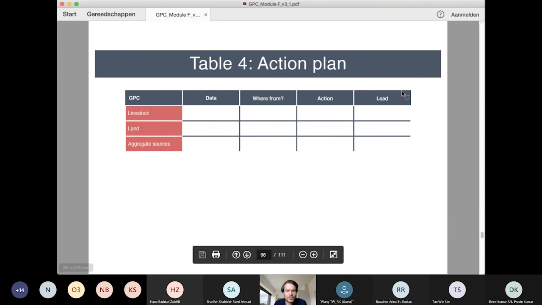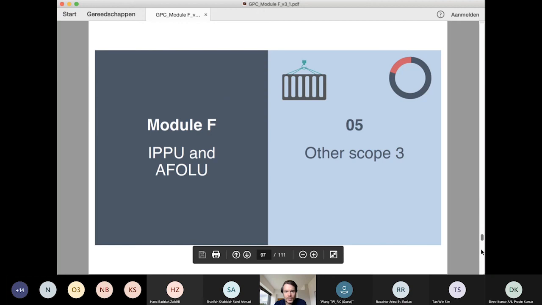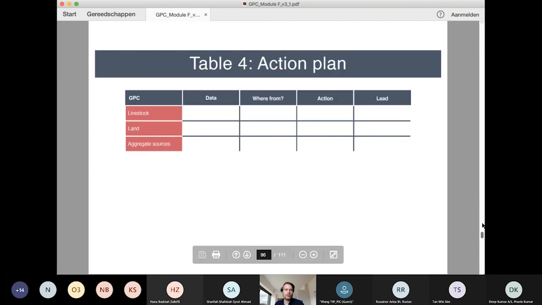And an action plan is for you to define additional actions you would like to take, and who would take those actions within your city authority. Okay, any final questions on AFOLU or on the homework or the exercise, the calculation? Okay, I just want to make one final point.